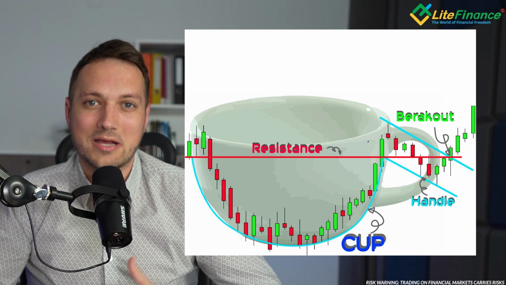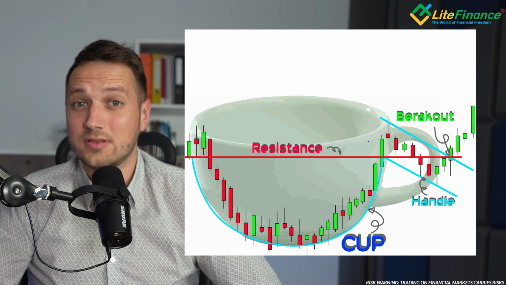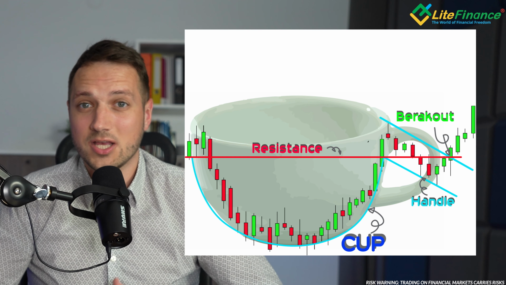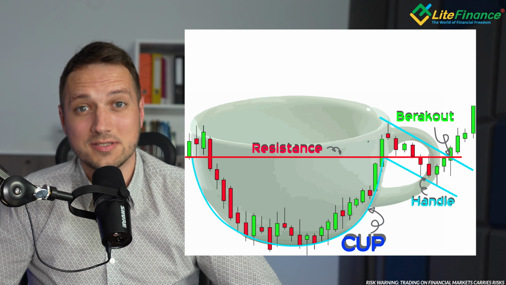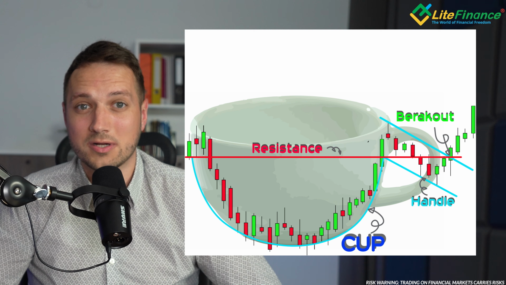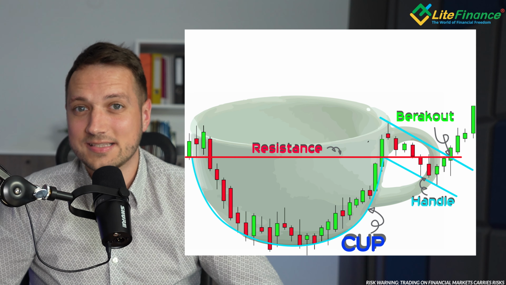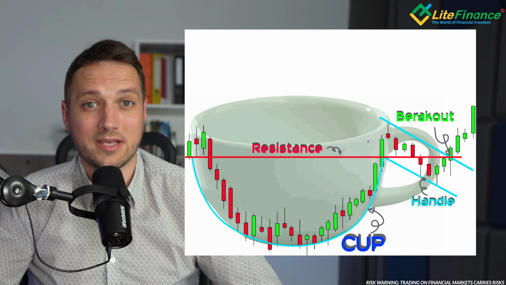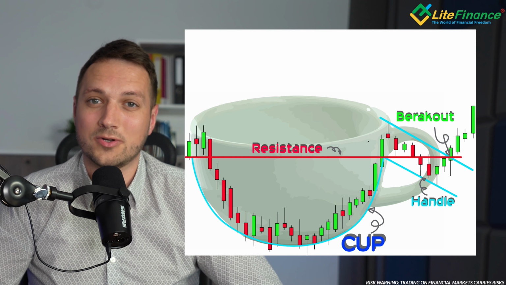Following the rounding bottom, the price of an asset will likely enter a temporary retracement, which is known as the handle because this retracement is confirmed by 2 parallel lines on the price graph. The asset will eventually reverse out of the handle and continue with the overall trend.